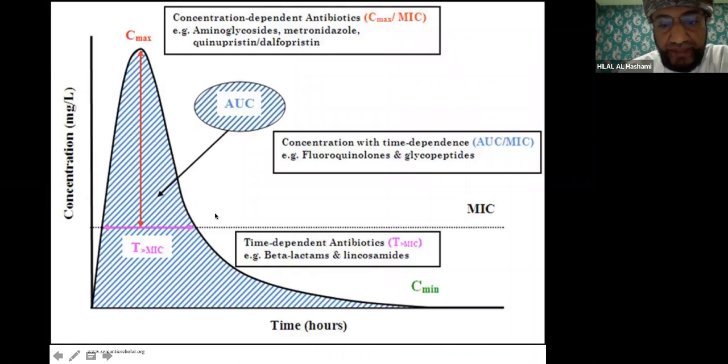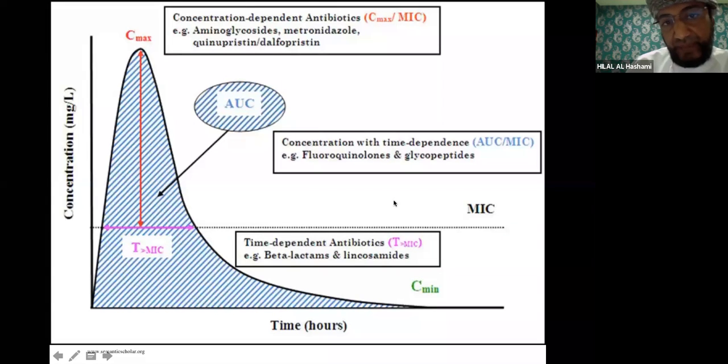This graph shows the two types, or indeed the three types, of antibiotics. So this is the concentration-dependent antibiotics. The bacterial killing depends on how high the concentration is above the minimal inhibitory concentration level. On the other hand, time dependence depends on for how long the antibiotic concentration is above the MICs. For concentration dependence, aminoglycosides and fluoroquinolones are the typical examples. For time dependence, it's beta-lactams. For vancomycin, indeed, it's the area under the curve above the MIC.